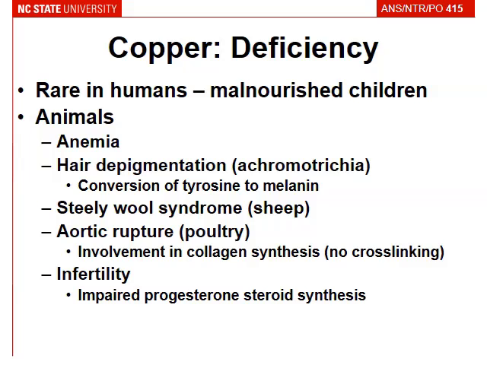In poultry, you're going to have an aortic rupture occur, and this occurs because copper is involved in collagen synthesis, so you don't have proper cross-linking within collagen, and eventually that's going to lead to an aortic rupture. It's also associated with infertility, and that's because it is required for proper progesterone synthesis. So if we don't have copper, we're going to impair our progesterone steroid synthesis, and that results in infertility.